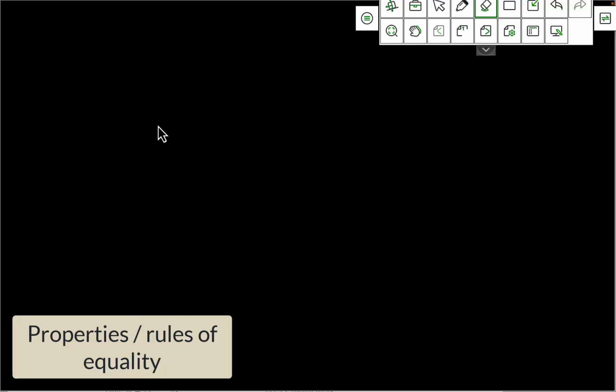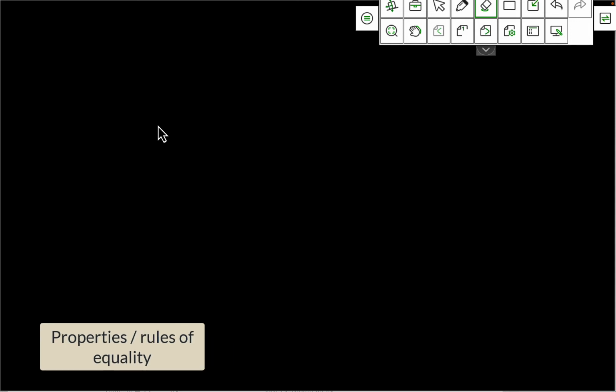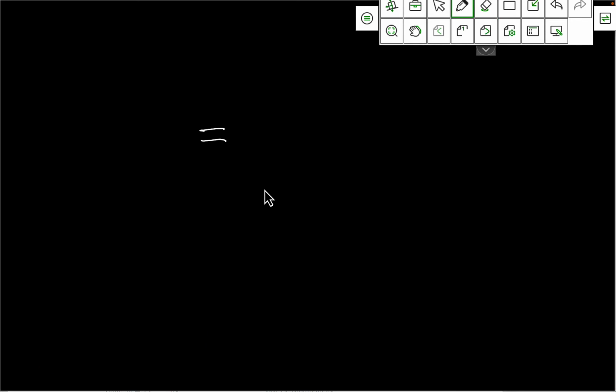We are going to do rules of equality. They are a very important concept to be able to solve even the simplest of equations. Okay, so this is an equal sign. The equal sign is a comparison operator. We already talked about operators. I will link it in the description below.